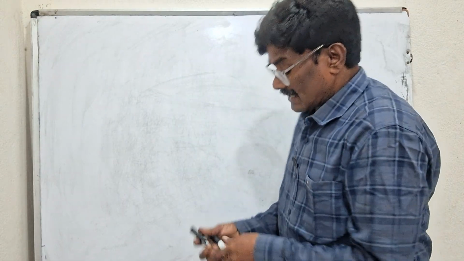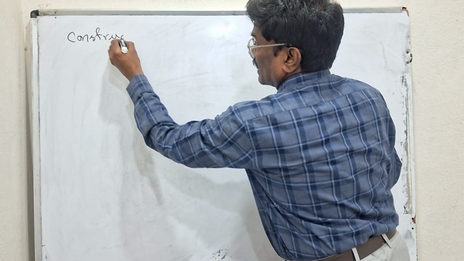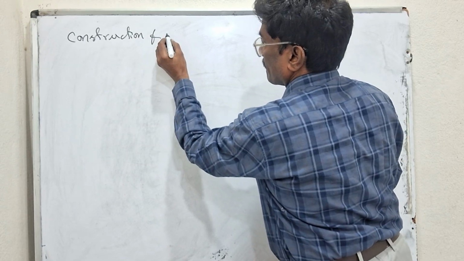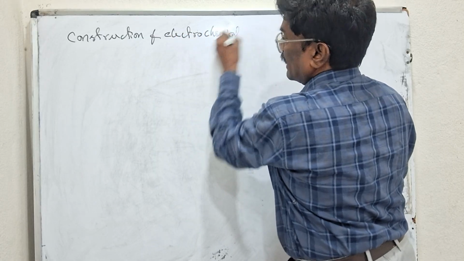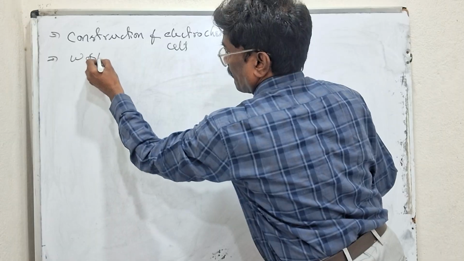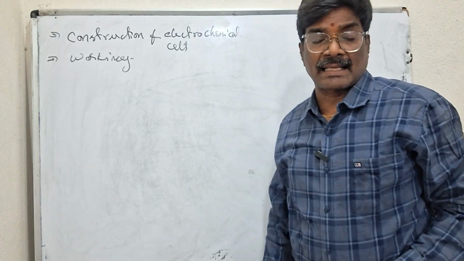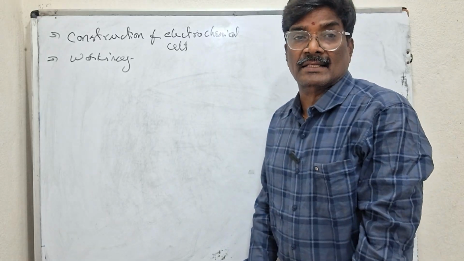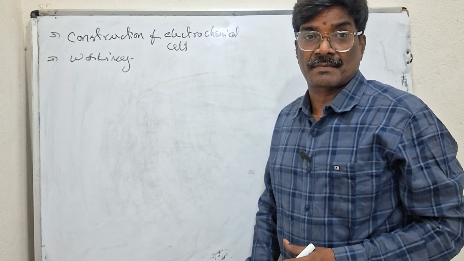In my previous classes, I have explained the construction of the electrochemical cell, and its working also we have seen. How does it work? Mechanism of the electrochemical cell: to produce current only. These electrochemical cells are used to produce electricity by using spontaneous reactions.